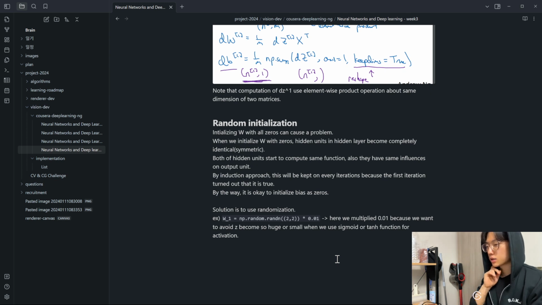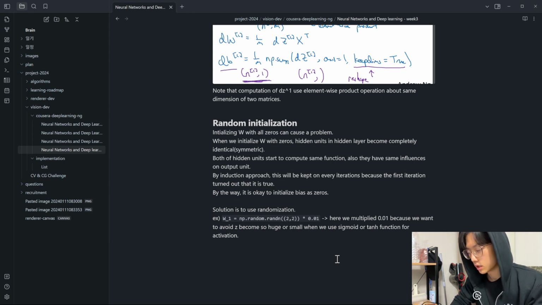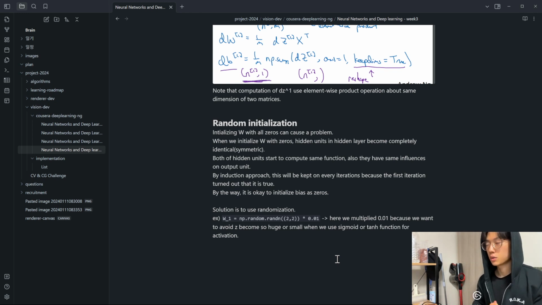And finally, I learned why random initialization is important in neural networks, because initializing W with all zeros can cause problems in the computation. But it is okay to initialize b, the bias, with all zeros.